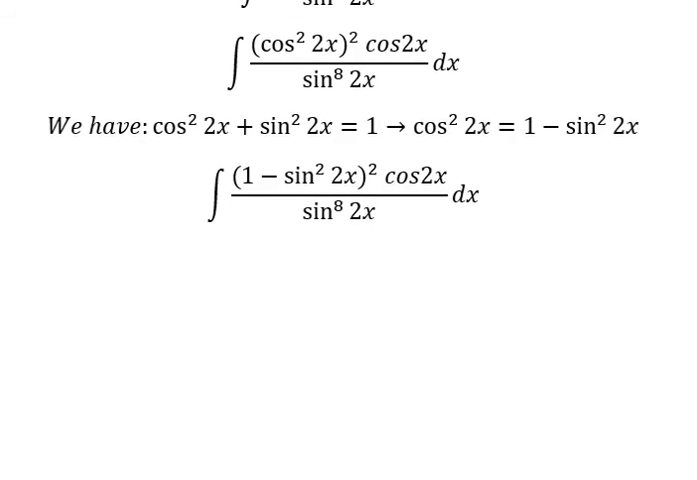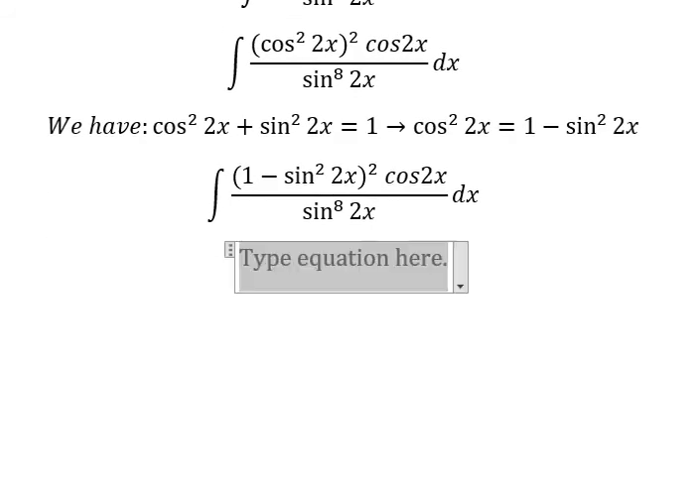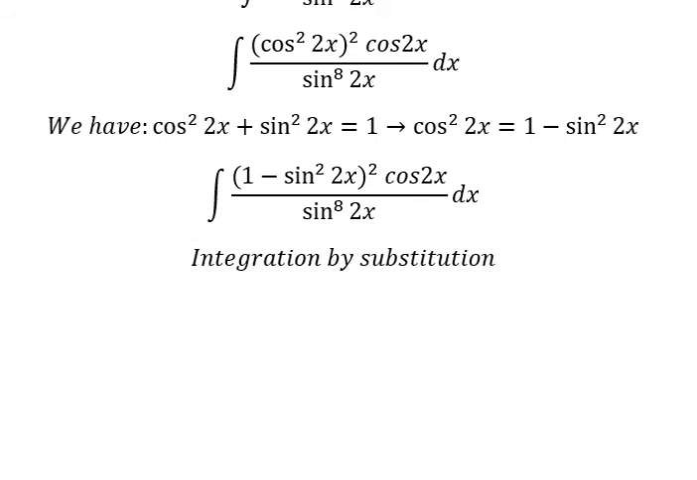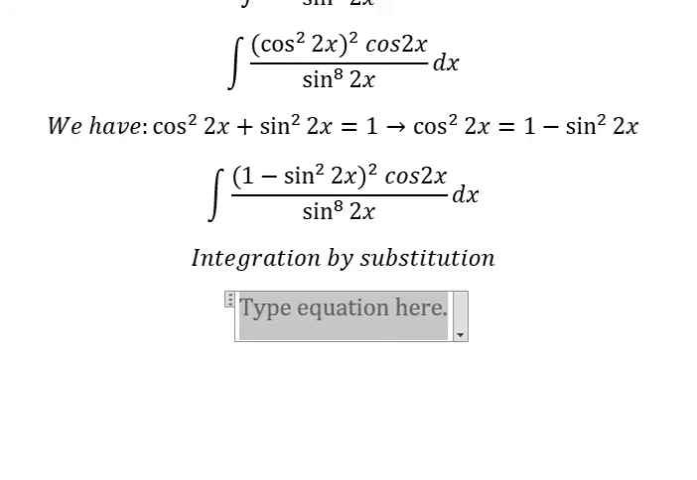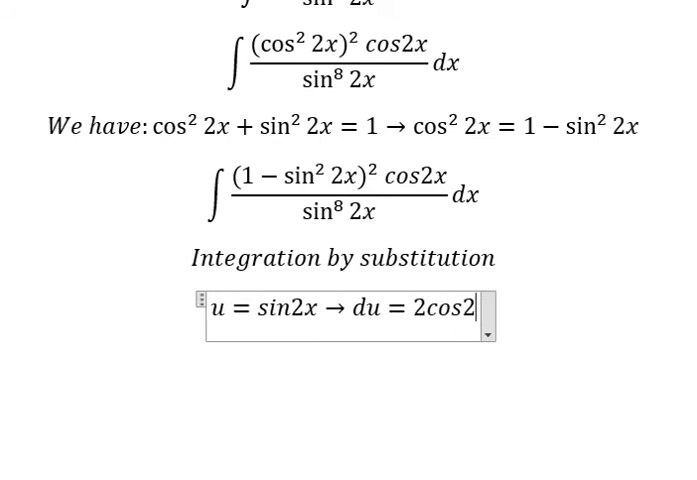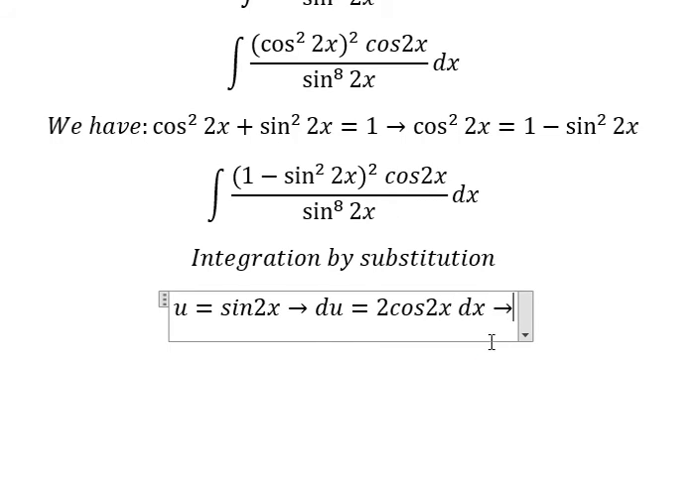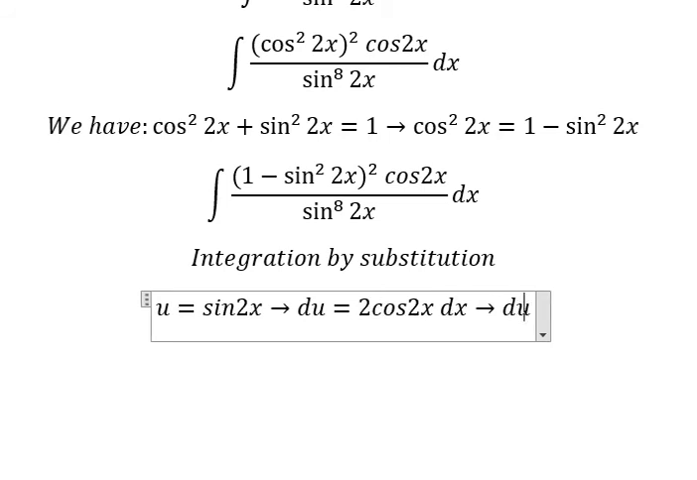Now we can use integration by substitution. So I will put u equal to sine 2x. If I do the first derivative for both sides, we have du equal to 2 cosine 2x dx. Because we don't have the number 2 in here, we need to divide both sides by 2.